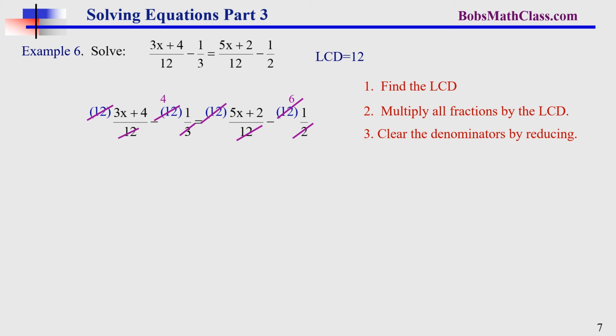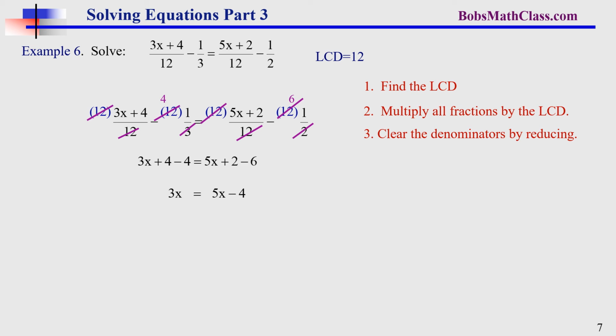Okay, so on the first fraction, the 12's cancel, and we're just left with 3x plus 4. And then a 4 times 1 on the left-hand side. On the right-hand side, the 12's cancel in the first fraction, so just 5x plus 2, and then 6 times 1 in the second fraction. Now add like terms. On the left-hand side, the 4's cancel. On the right-hand side, 2 minus 6 is negative 4.